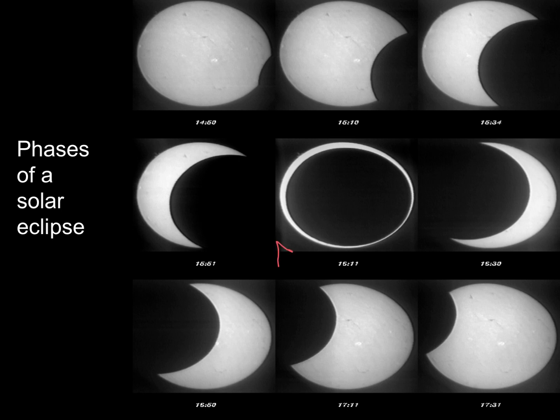In the center picture, you see what is called an annular eclipse. This occurs when the moon is at apogee, when it's farther away from the Earth, and it doesn't completely block the entire disk of the sun. If the moon had been at perigee, at its near point to the Earth, this would have been a total eclipse. Whether you see a total eclipse or an annular eclipse just depends on the distance of the moon from the Earth, whether it's at perigee or apogee.